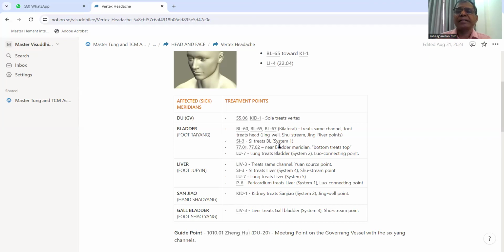And for headaches on the bladder meridian: UB60, UB65, UB67. Treat bilateral. And SI3, and 77.01 and 02 near the bladder meridian. And LU7.